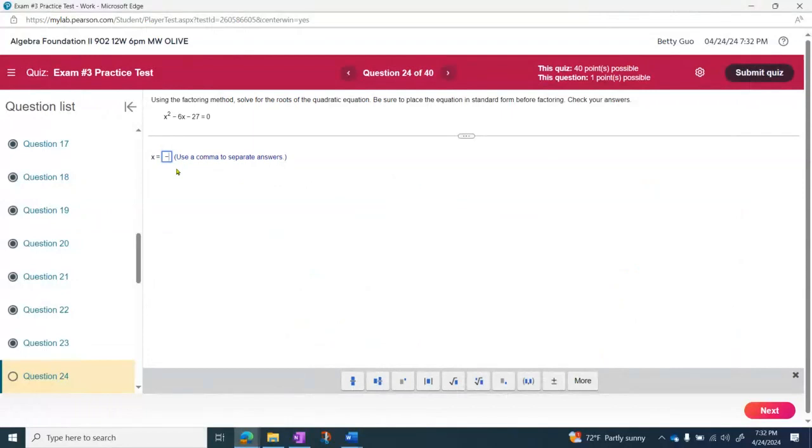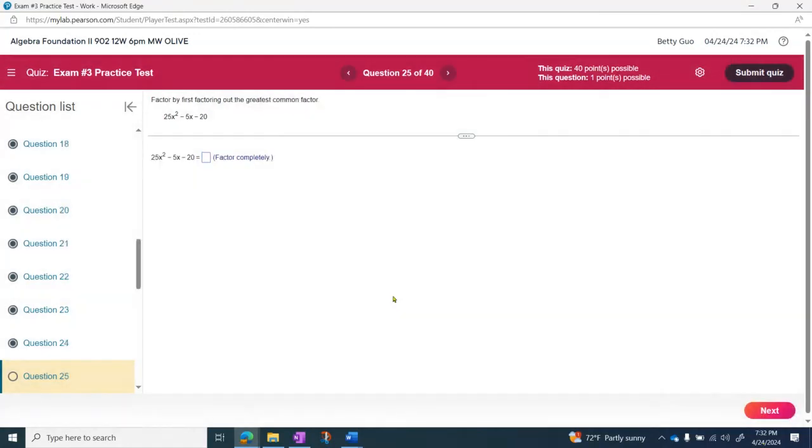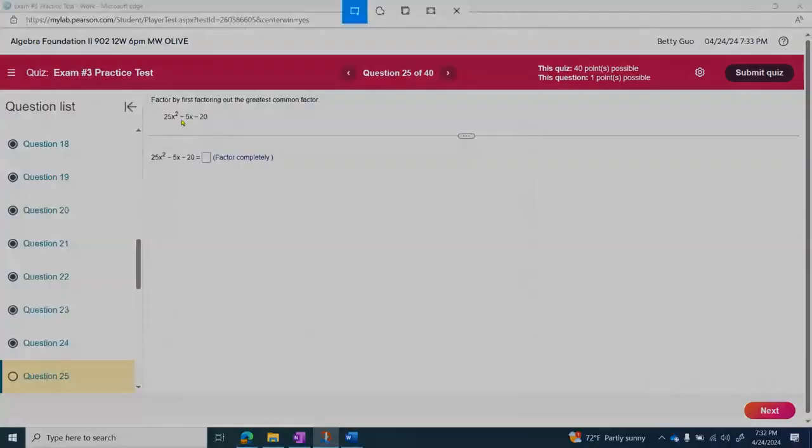Negative 3, 9. Be careful, don't enter a dot. Sometimes that's a mistake I make. Oops, you see I entered a J. Negative 3, 9. Okay. Did I enter 9? Yeah, negative 3, 9. Don't forget to bring your glasses with you when you take the exam.